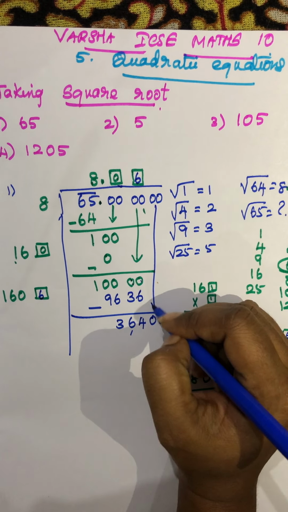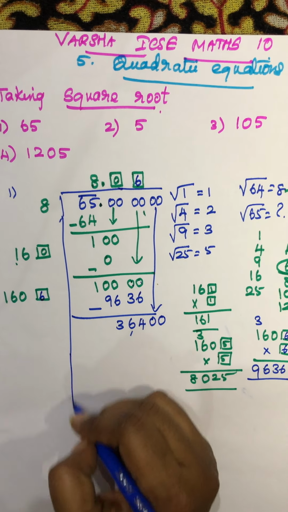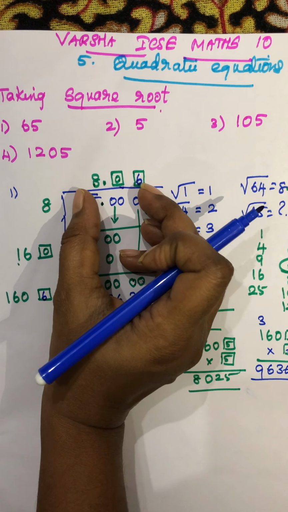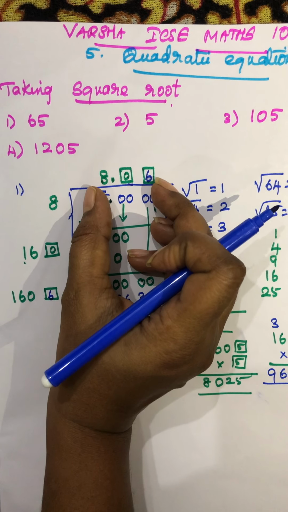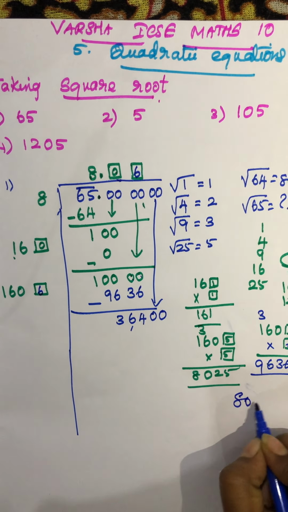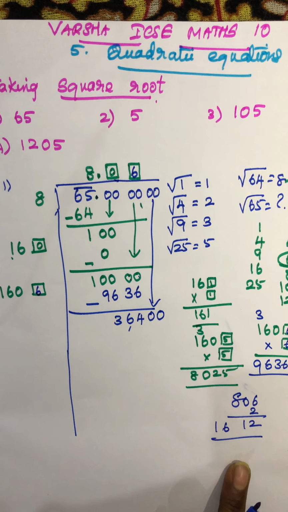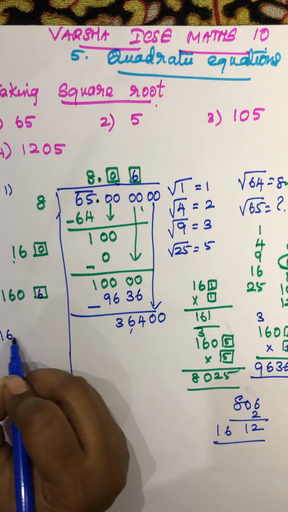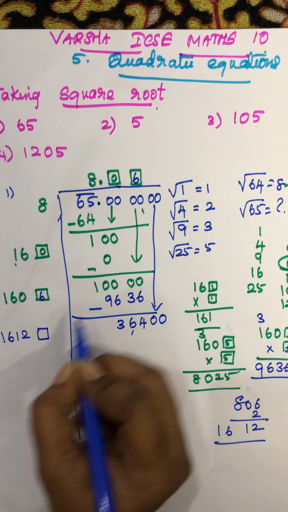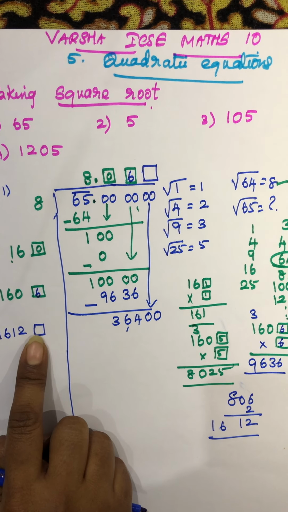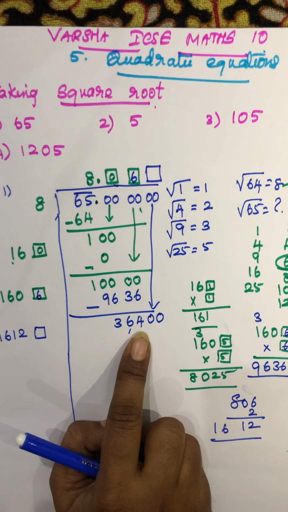You have taken this 0, and see what is this number? When you multiply, you get this number 806. So 806 you just multiply by 2. This is 12 into 16, so this is 1612. Again a box, here also a box. Which number should be given in the place to get 36,400?